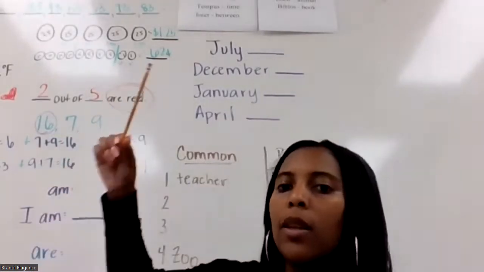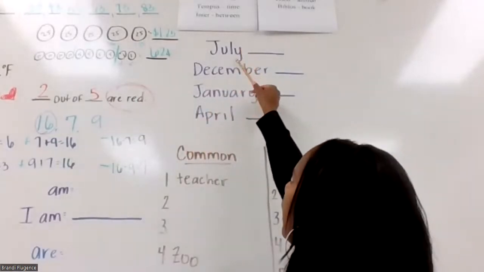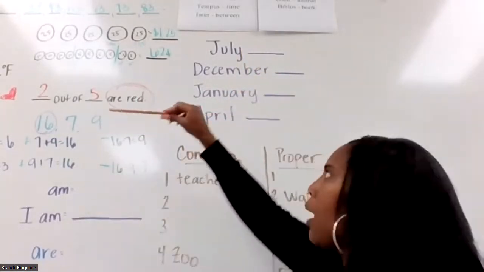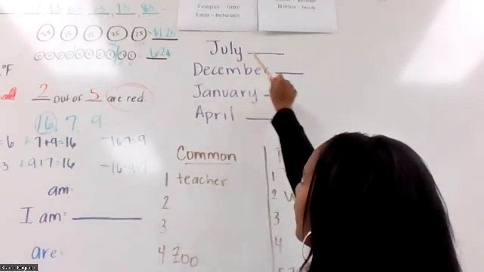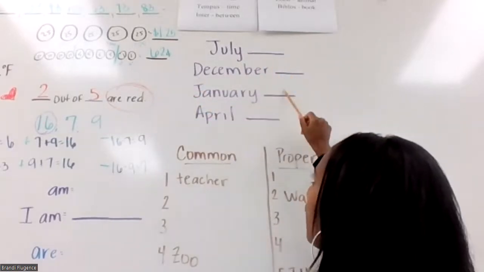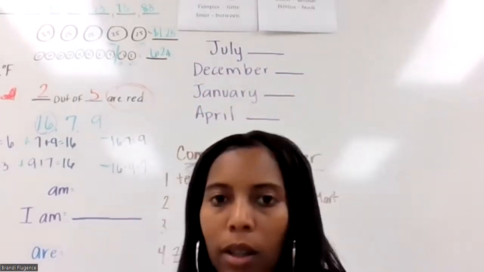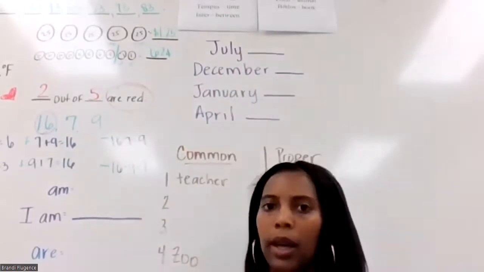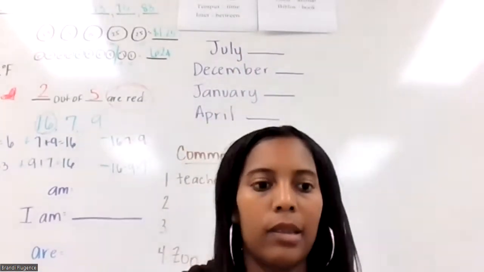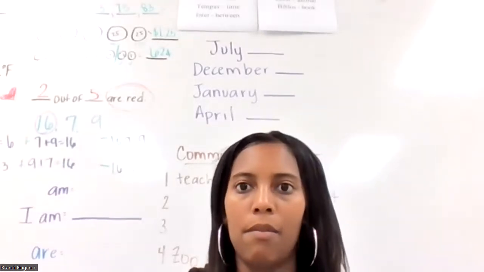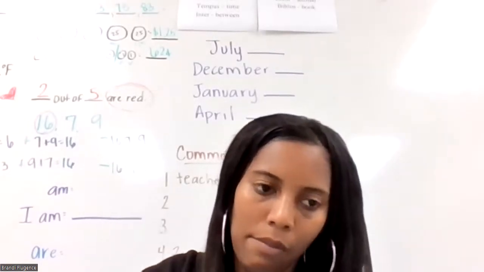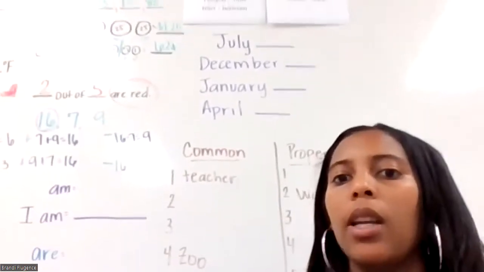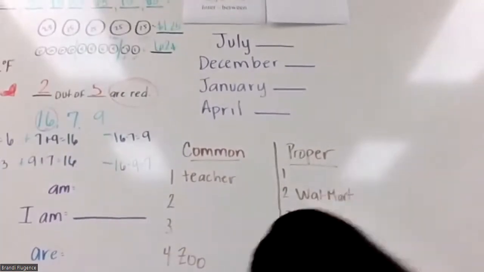Okay, so today I only have these 4 months: July, December, January, and April. Just like we did on Tuesday, I want you to copy it first, the way that it looks, and then write the abbreviation. I'll give you about 5 minutes to work on that. Let's go over them. So we have July, December, January, and April.